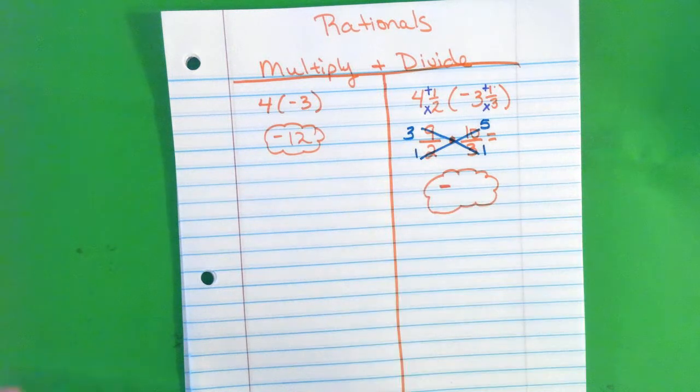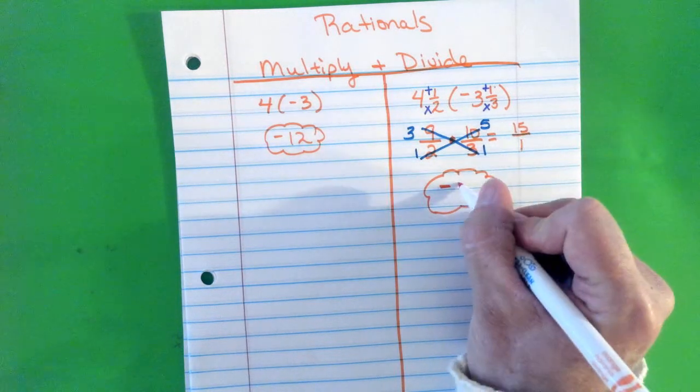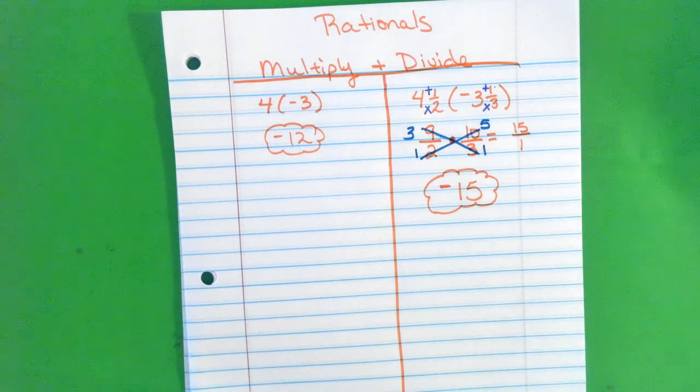3. So then when I come back and do top times the top and the bottom times the bottom, 15 over 1, which equals, so my final answer is negative 15. Bada bing, bada boom.